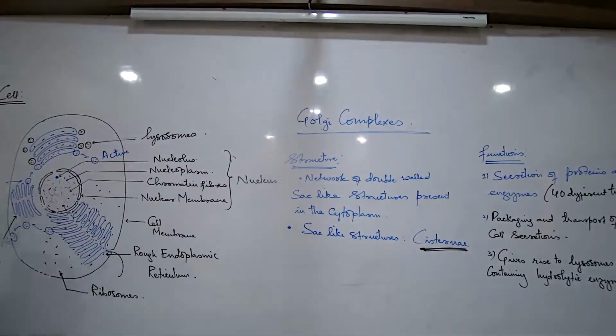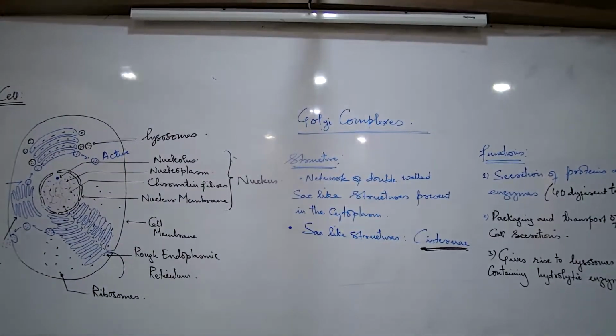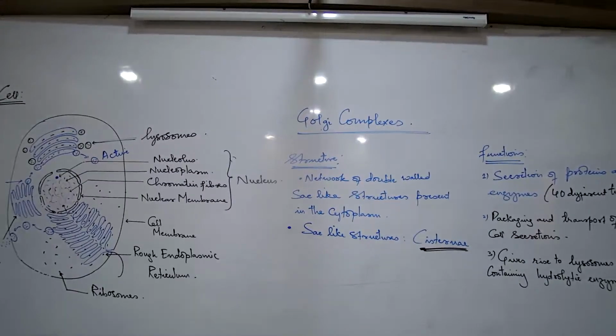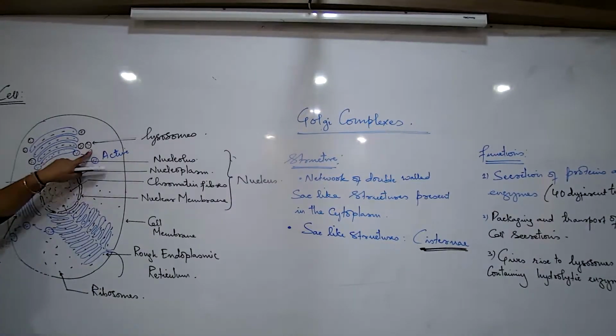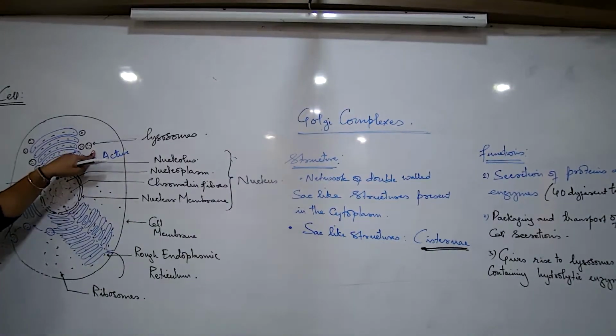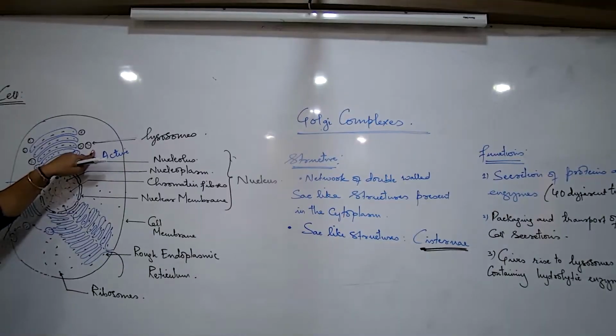So what are the three major functions of Golgi? Golgi will help in secretion of different types of enzymes. Golgi will help in packaging of the cell secretions, their processing, their transport. And Golgi will produce special types of enzymes having hydrolytic function, digestive function.